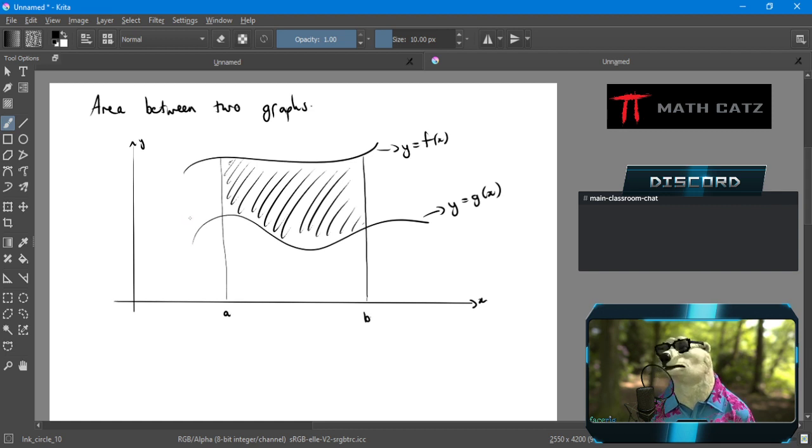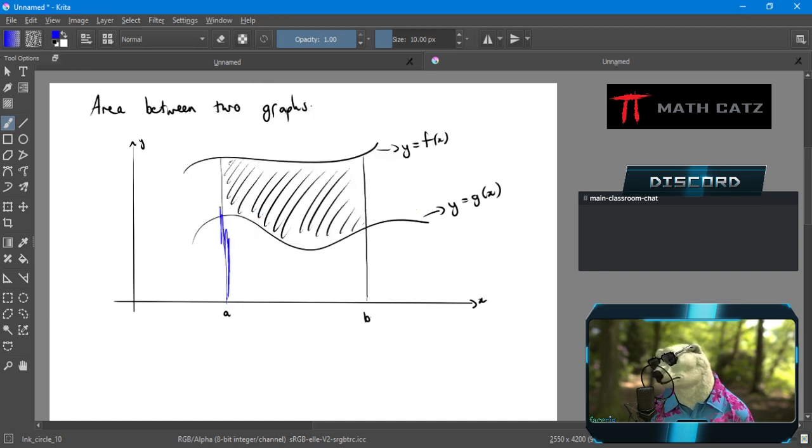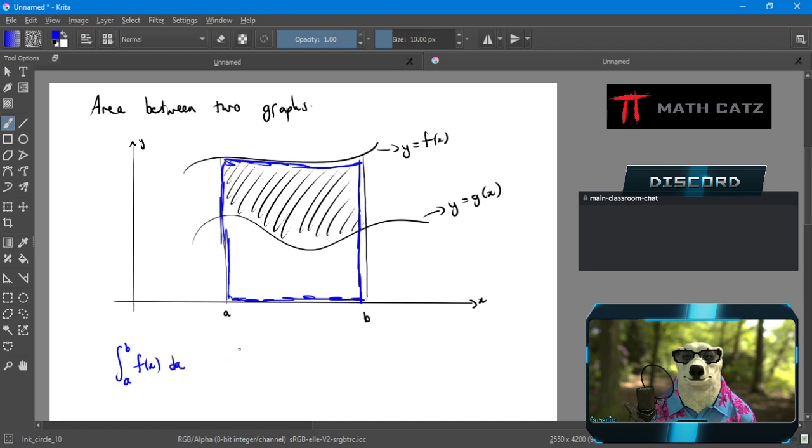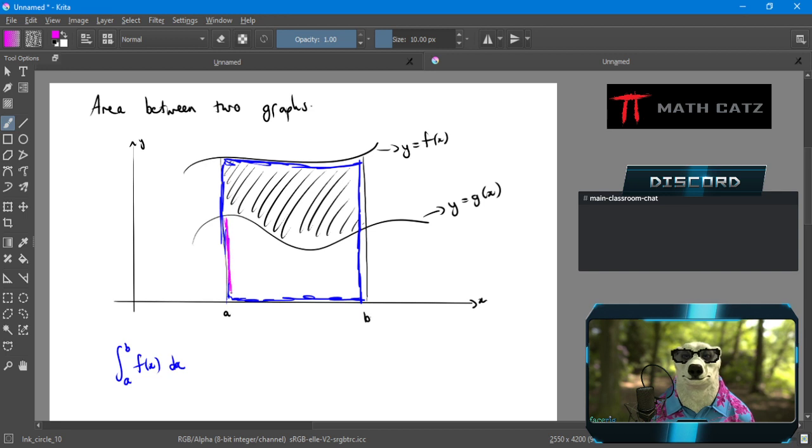Well, it's really quite simple. I simply need to look at the area between the top boundary coming from f of x and the x-axis. Let's make that blue. So that'll be this area over here. Blue area. That's going to be the integral a to b of my f function. And then I can look at the area under g. Let's make that pink. It's going to be over here. That's a to b with my g function as the function.